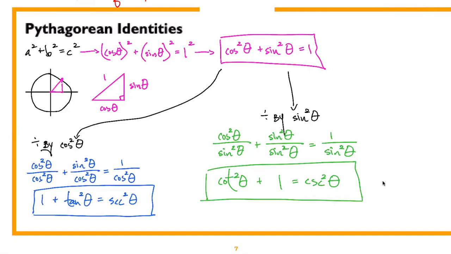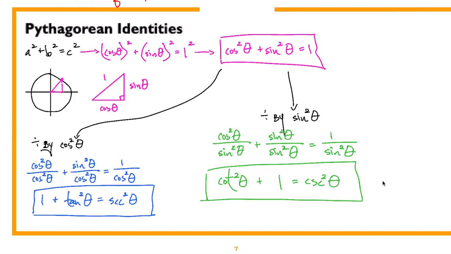and we use them a lot in proving identities when we have cases where we have cosine squared or cotangent squared or tangent squared, okay? So when we see squares, one thing we could replace it with is a Pythagorean identity, okay?